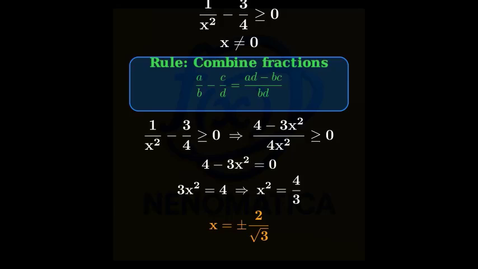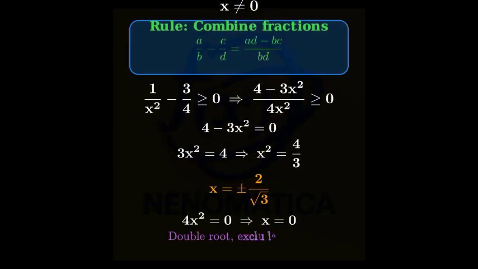Step 4. Now find the roots of the denominator 4x squared. Setting 4x squared equal to 0 gives x equals 0, a double root. This point must be excluded because the denominator cannot be 0, and a double root does not change the sign across that point.